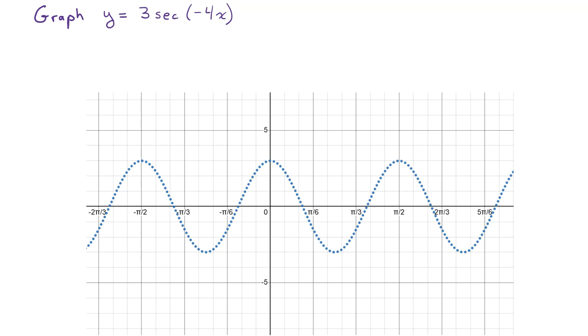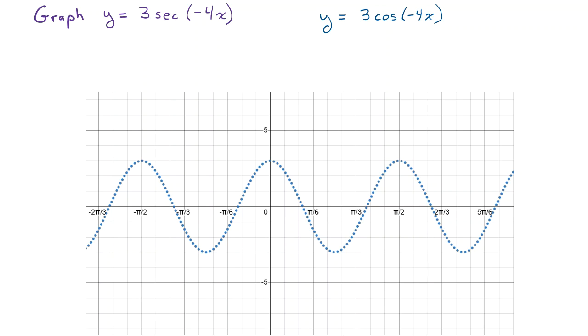In this video, we're going to look at how to graph y equals 3 secant negative 4x. The first thing we want to do is recall that secant is the reciprocal of cosine. So we want to first start off by graphing 3 cosine negative 4x, which is shown below.